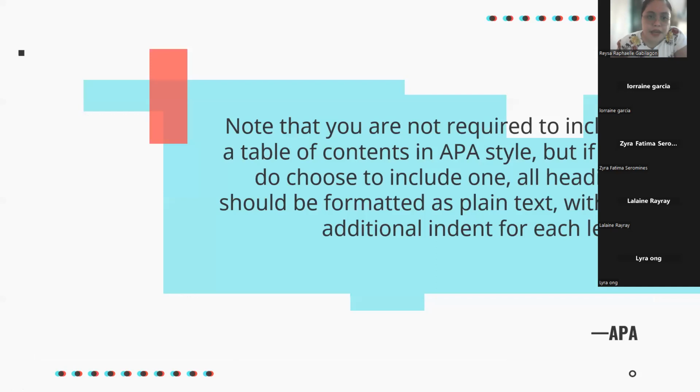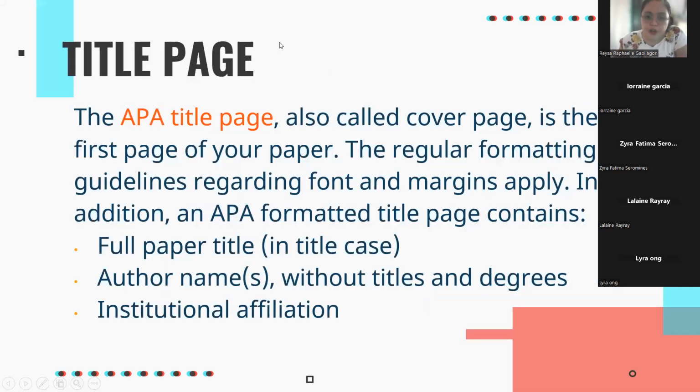This is the APA format. Actually, for APA format you're not really required to make a table of contents. It's just that in school it is required, so you still have to make one. In APA, the table of contents is the only part that is not required.